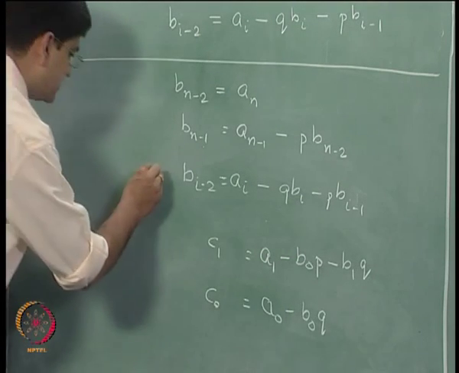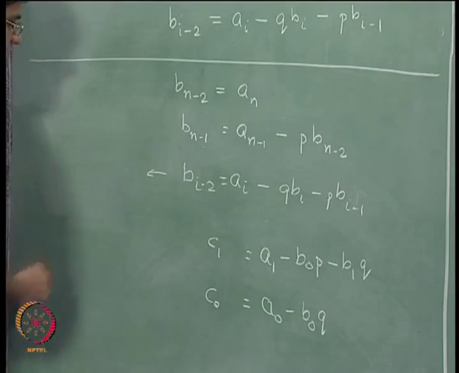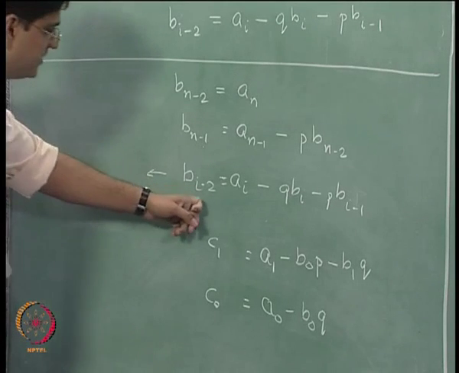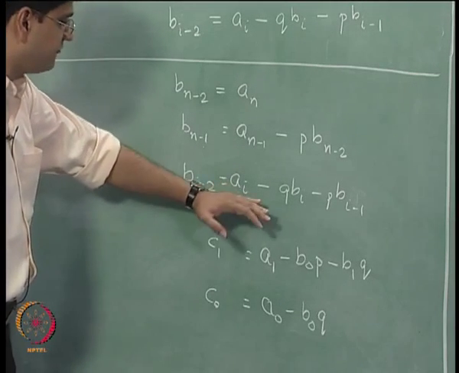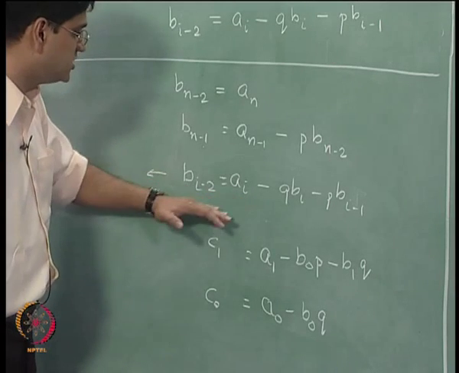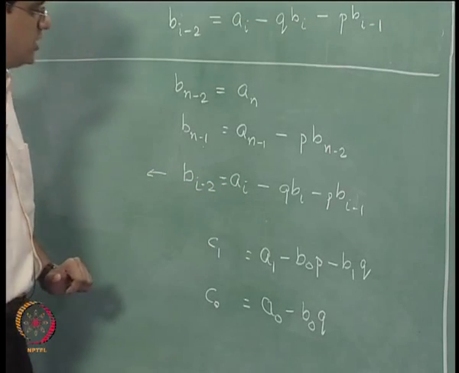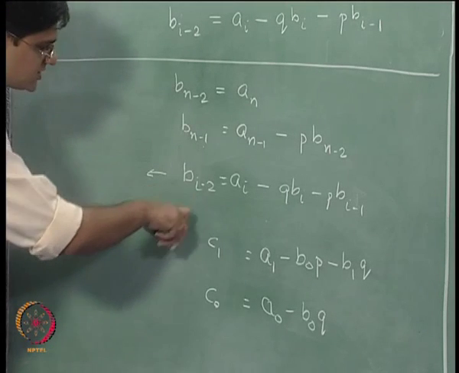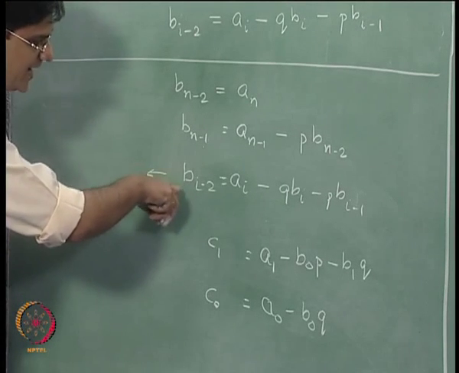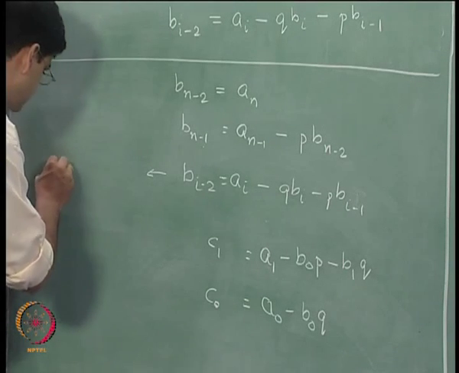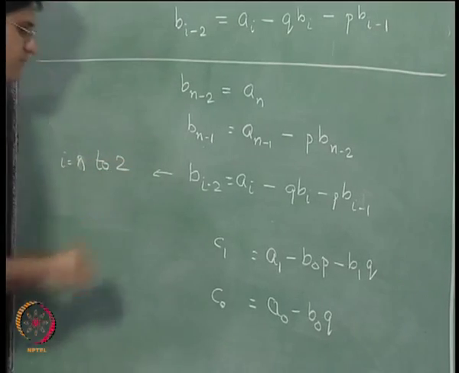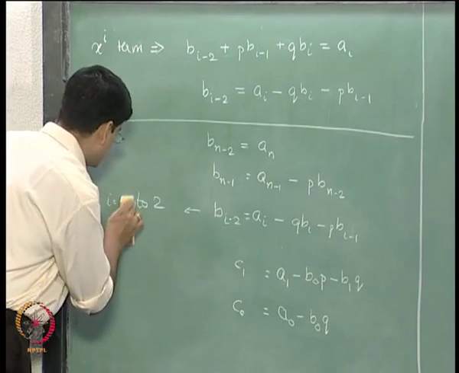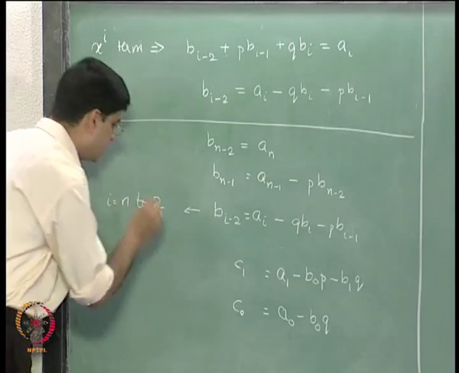And this i essentially goes, bi minus 2 is going from n minus 2 to 0, or in other words i goes essentially from n to 2. And this is essentially what we will get, okay.